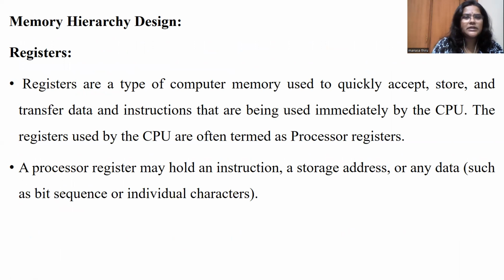The first one is registers. Registers are the cheapest and very quickly used devices to store and transfer the data and the instructions that are being used immediately by the CPU. So the registers used by the CPU are often termed processor registers. The processor register may hold instructions, a storage address, or any data.